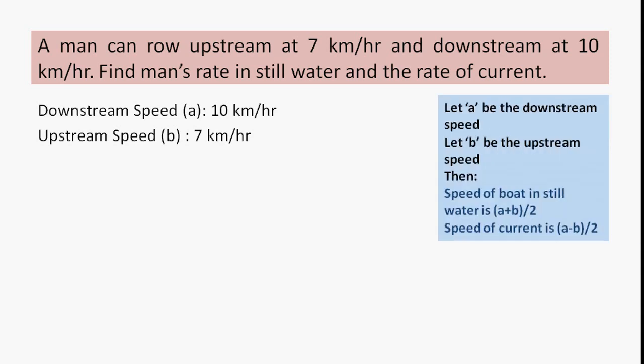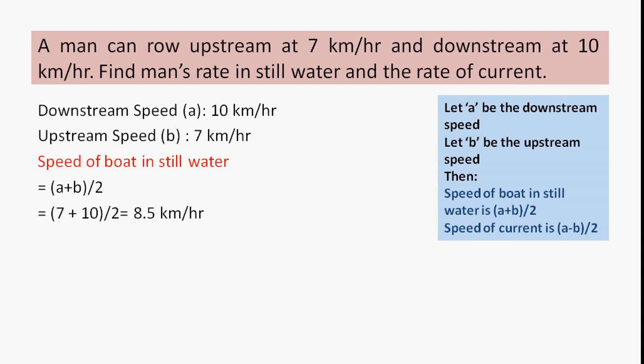The trick is that given A and B, the speed of boat in still water is (A plus B) by 2, whereas the speed of current is (A minus B) by 2. Substituting the values of A and B, we get the speed of boat in still water as (7 plus 10) by 2, that is 8.5 km per hour, and the speed of stream as (A minus B) by 2, that is (10 minus 7) upon 2, which is 1.5 km per hour.